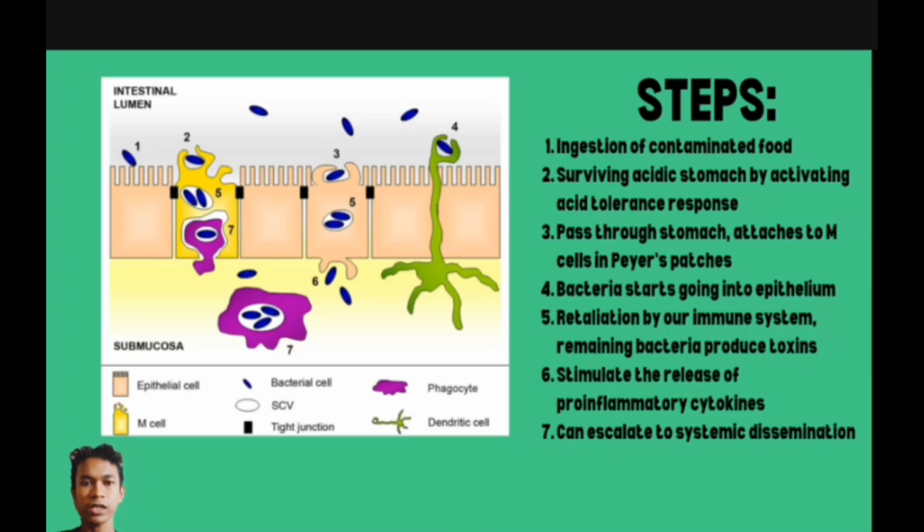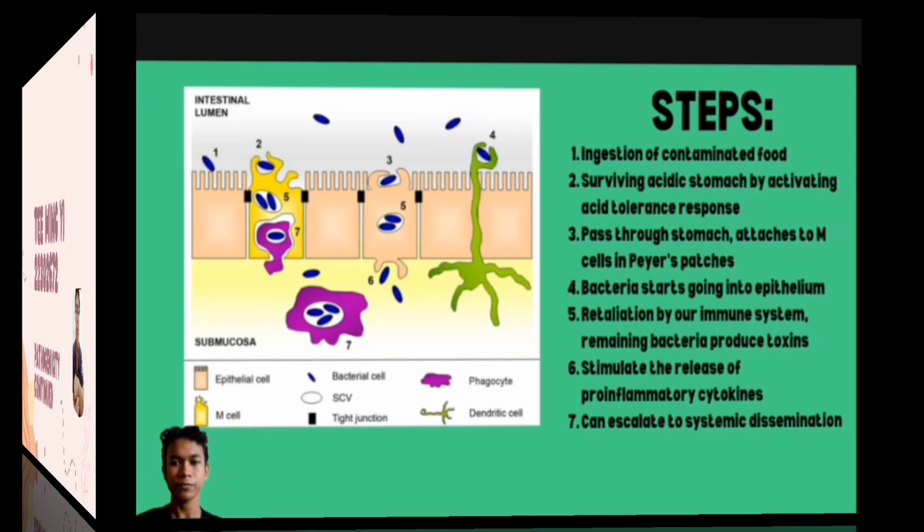Our immune system will then retaliate by sending phagocytes like neutrophils, inflammatory monocytes, and dendritic cells to engulf and destroy the bacteria. However, the bacteria that still remain in the intestine will start to produce toxins that damage the intestine tissue and cause diarrhea. Then the bacteria stimulate the release of pro-inflammatory cytokines that cause inflammatory reaction, causing severe abdominal pain. The bacteria can also cause systemic dissemination, which can spread them to other parts of the body like liver, spleen, and bone marrow that can cause further complications.